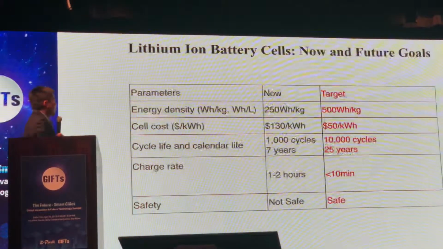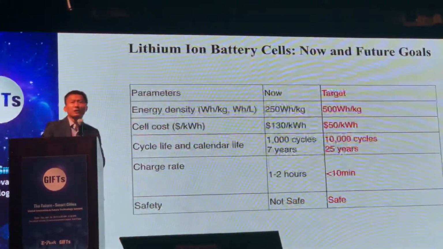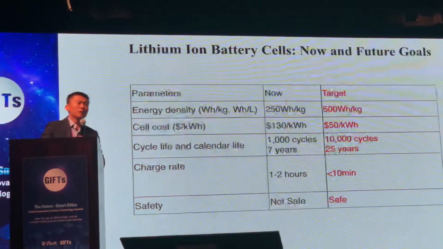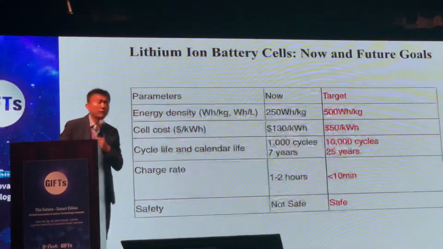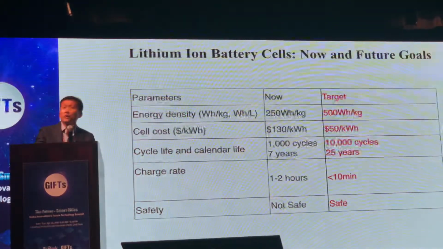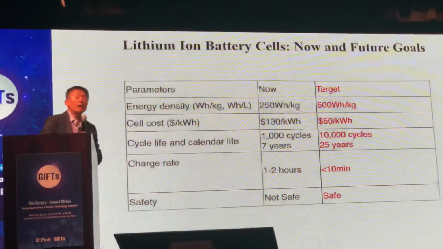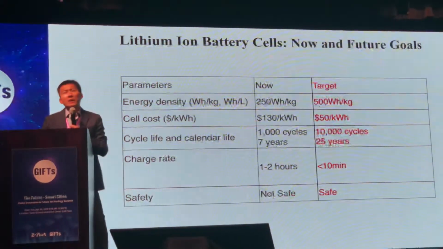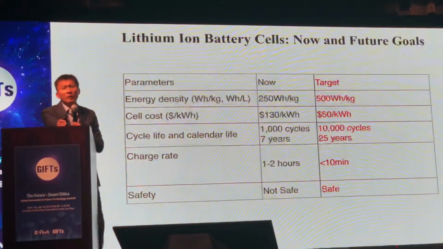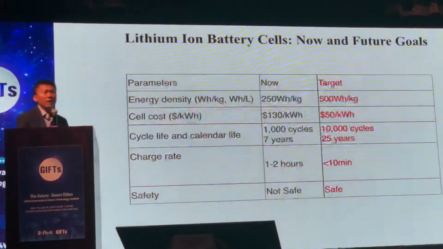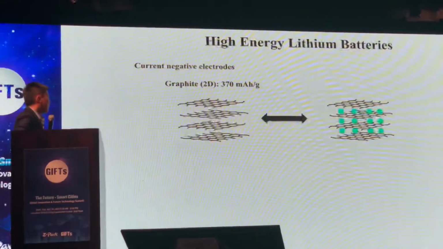Then take another parameter such as cycle life. If you can have 10,000 cycles, having a 25 to 30 year lifetime of battery instead of 7, this could make a huge impact in terms of economy. So this is exactly the target we have been working on. It's the final delivery goal to the customer. However, we all the way come back to the fundamental science and technology we have to develop in university.